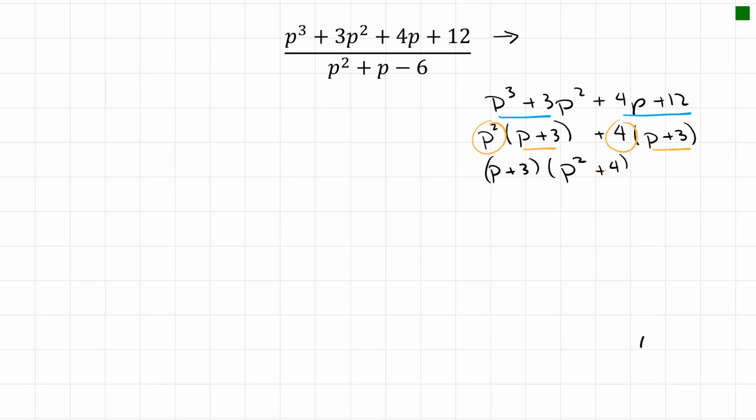While I'm at it, I'm going to factor the denominator, and that is simple trinomial factoring. So what multiplies to give me -6 and adds together to give me +1? So the answer there is a 3 and a -2.